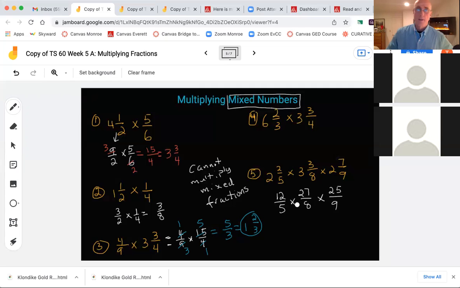It's your friend. What you're really doing is reducing before you multiply, as we said. And you can't multiply mixed fractions. We talked about this. You've got to change them into improper, then see if you can cancel and start multiplying. I hope that kind of makes sense.